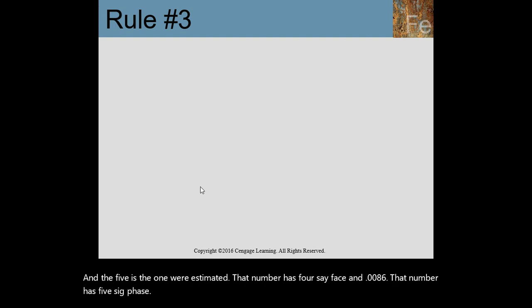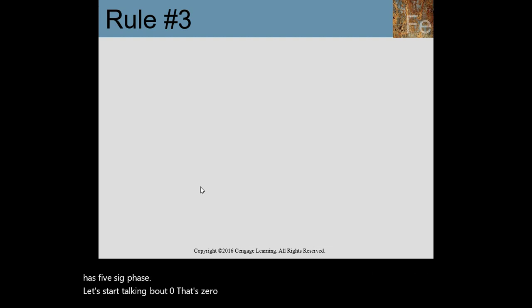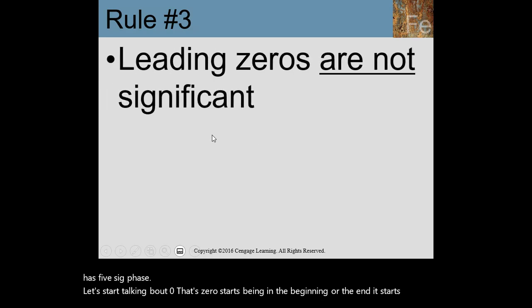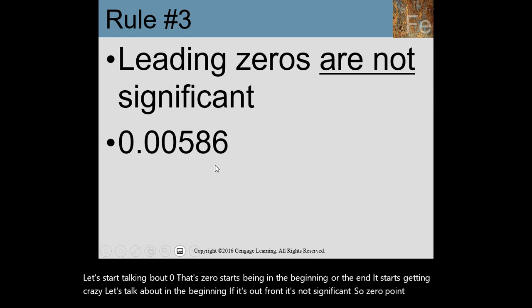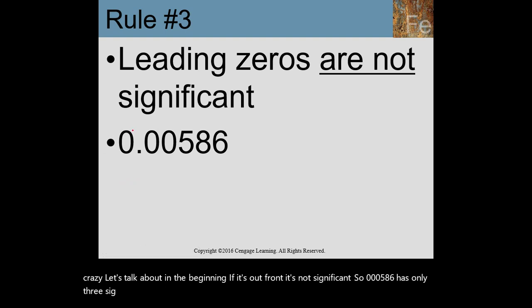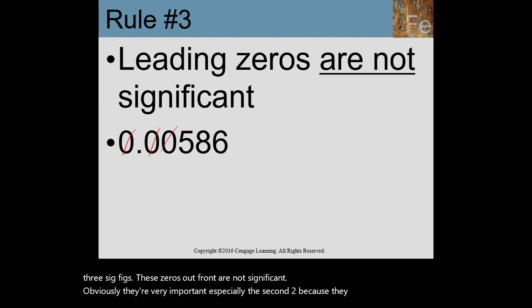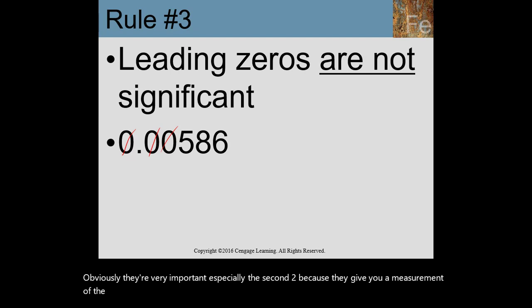Okay, let's start talking about that 0. When the 0 is at the beginning or the end, it starts getting crazy. Let's talk about in the beginning. If it's out front, it's not significant. So 0.00586 has only 3 sig figs. These zeros out front are not significant. Obviously, they're very important, especially the second two, because they give you a measurement of the magnitude of the number. You can't just drop them. 0.00586 is different than 0.586.